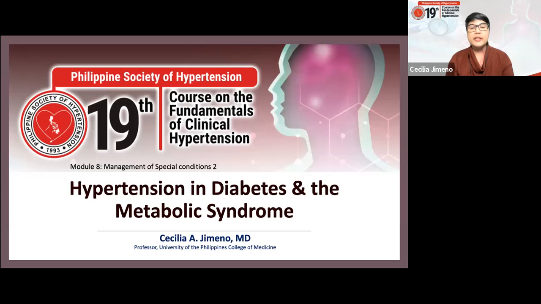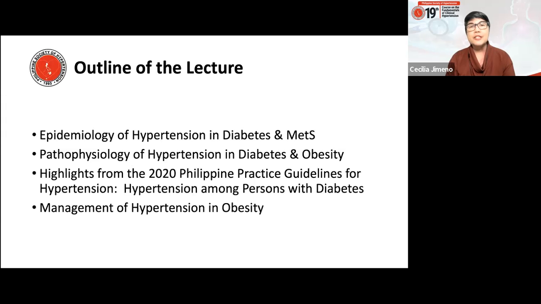In this lecture, I only have 4 bullet points. First, we'll talk about the epidemiology of hypertension in diabetes and metabolic syndrome. Then go through the pathophysiology of hypertension in diabetes and obesity, and subsequently talk about some of the highlights from the 2020 Philippine Practice Guidelines on hypertension, focusing on hypertension among persons with diabetes. Then we'll round up the lecture with a brief discussion on the management of hypertension in obesity.